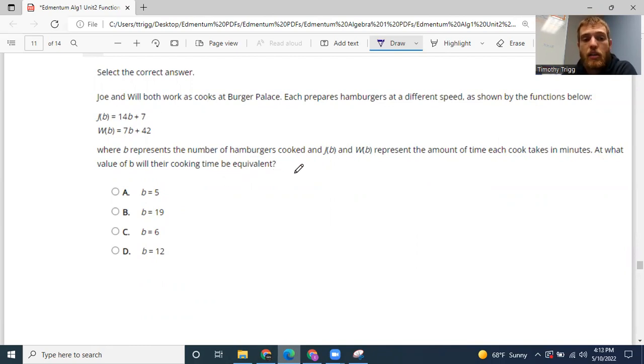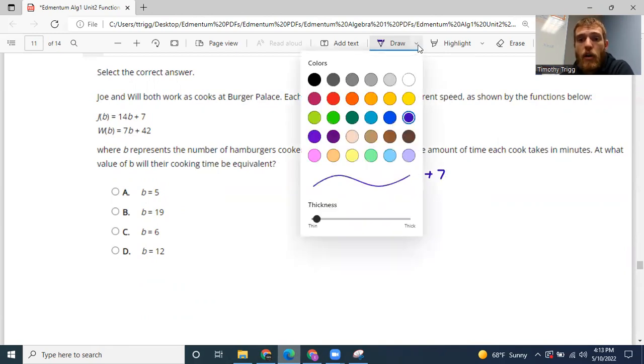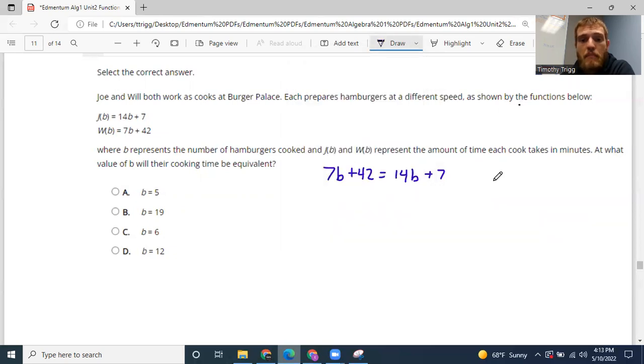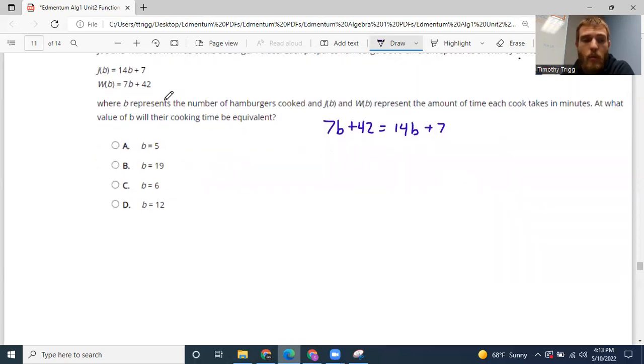So essentially we want to set the two equations equal to each other. So I'm going to go ahead and do that. W of B is 7B plus 42. And I want to set that equal to J of B, which is 14B plus 7. And we want to go ahead and figure out the value of B that makes these equations equal.